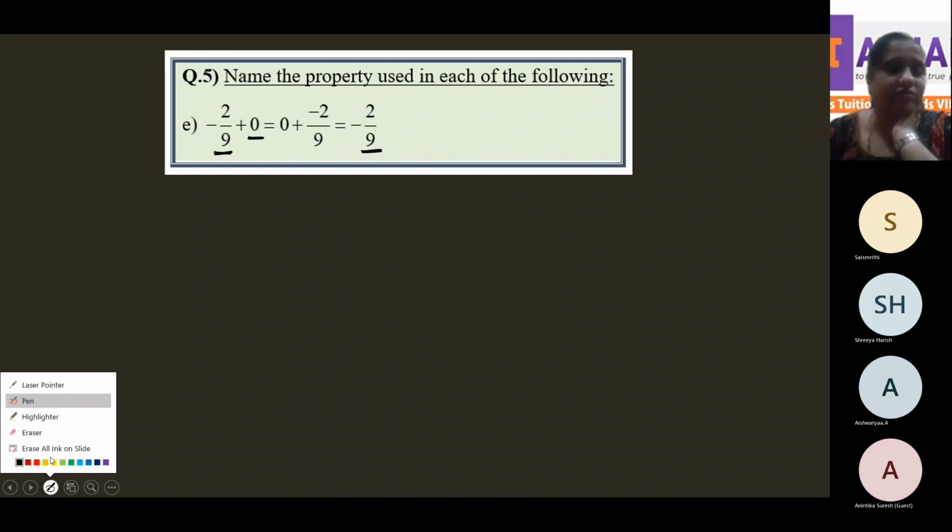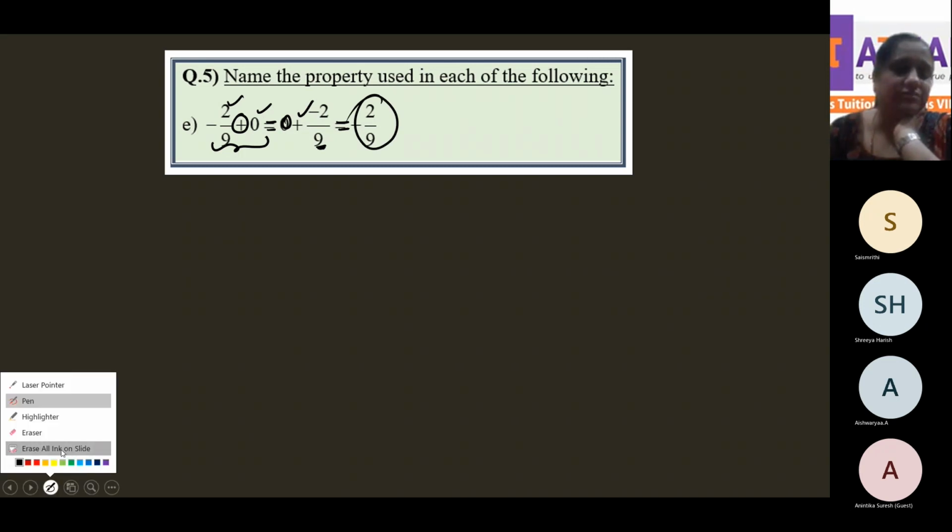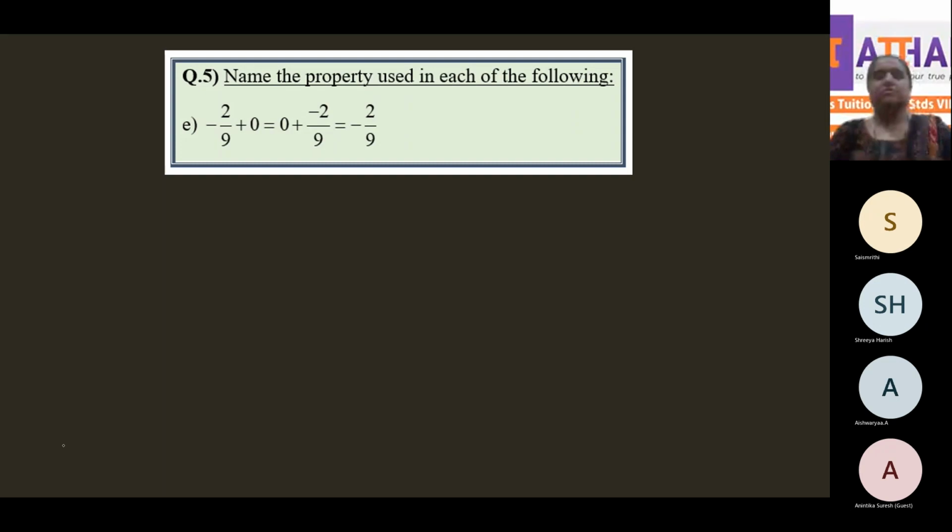Or if I have to say this in words fully, the sum of a rational number and 0 is the same as the sum of 0 and the rational number is the same as the rational number itself. So additive identity.